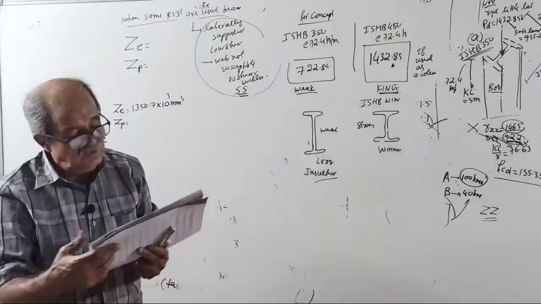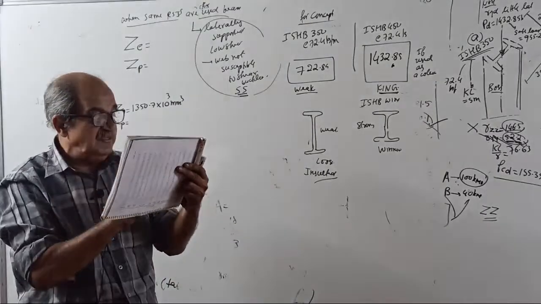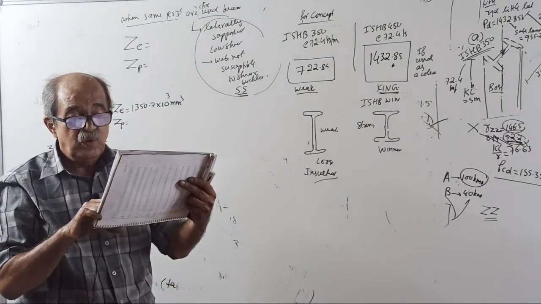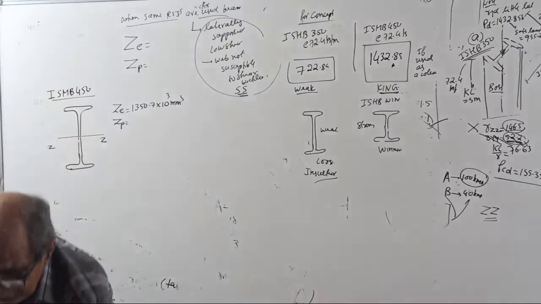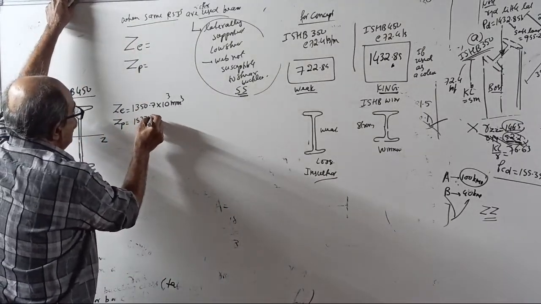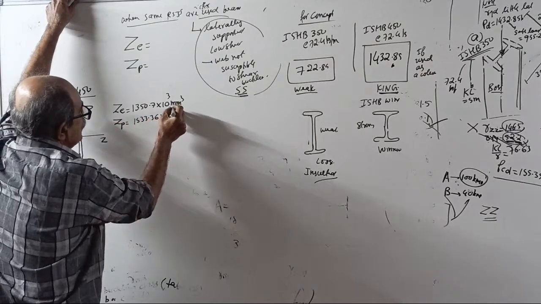ISMB 450. Z elastic is 1350.7. Z plastic is 1533.36 × 10³ millimeter cube.